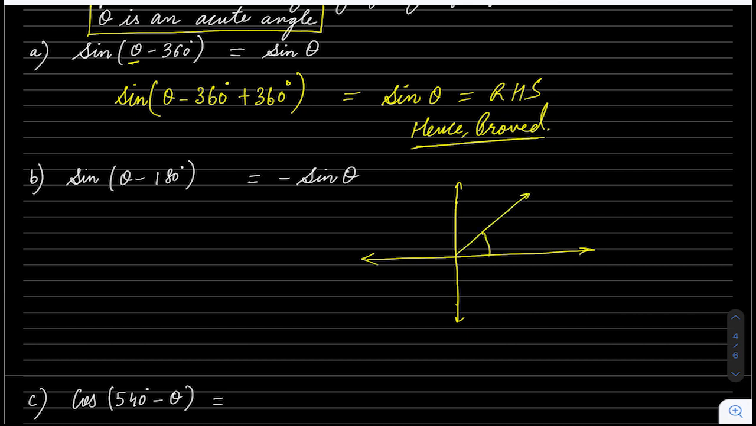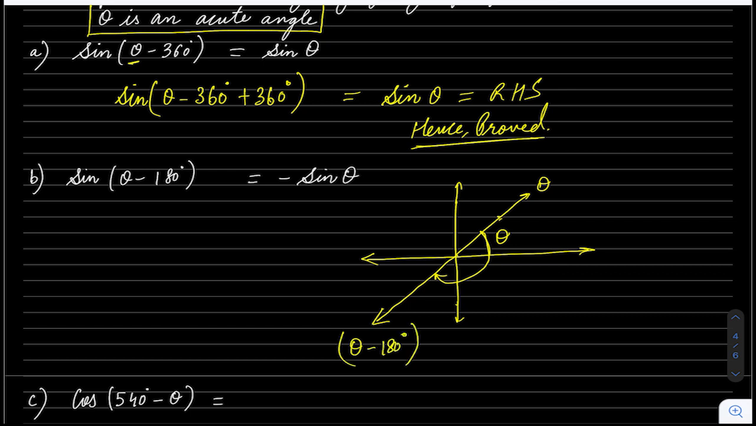So theta is given as acute. So let's say this is my theta. I can assume this as theta because it's in the first quadrant and it's given as acute. Now, if you subtract 180 from this angle, what happens? When you subtract, you have to go in the clockwise direction. So we will go like this and subtract 180. So it will become like this. So this is my angle theta. This is my angle theta minus 180.